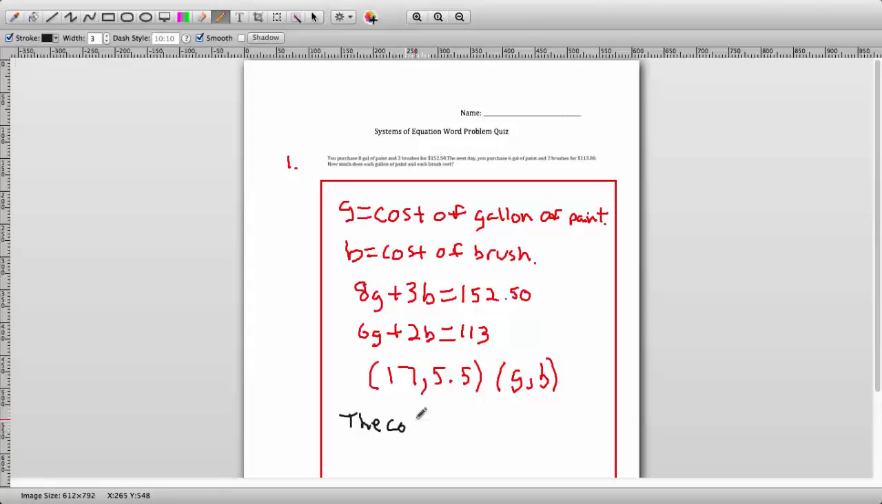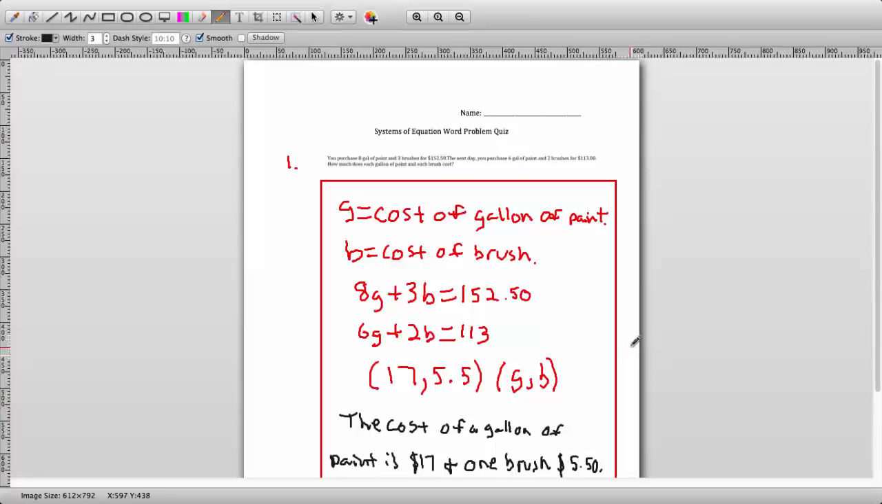The cost of a gallon of paint is $17 and one brush is $5.50. Alright, that is number one.